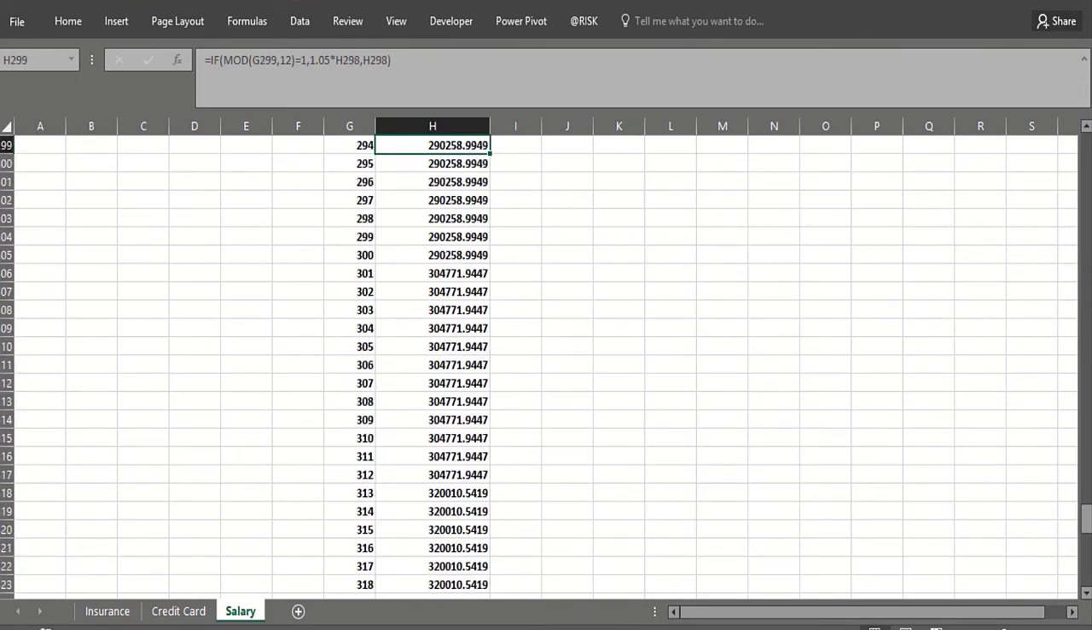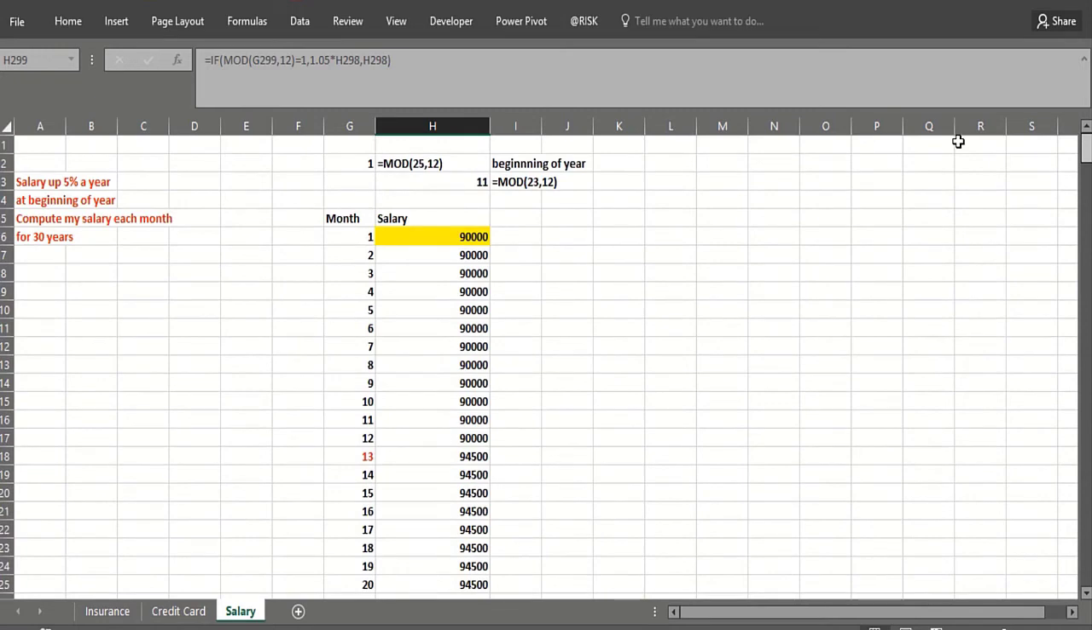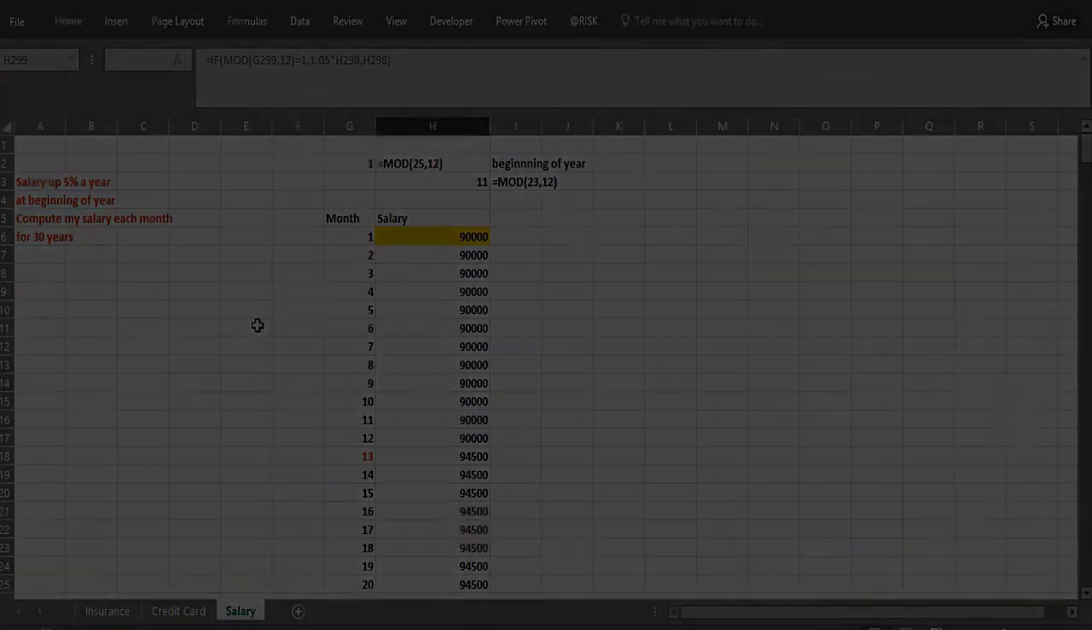Okay, so that's 3 examples of how powerful if statements are. And when I get questions from people who have trouble with Excel, I'd say over half the time the answer to their troubles is basically a good if statement.